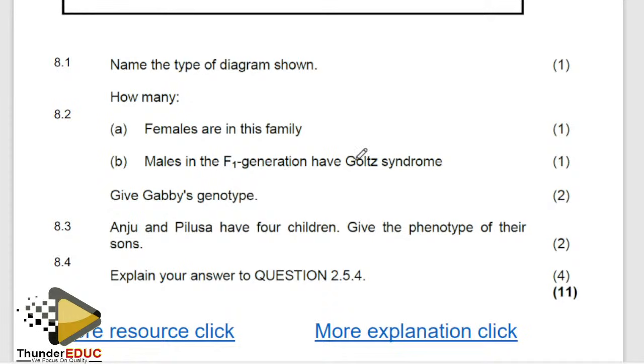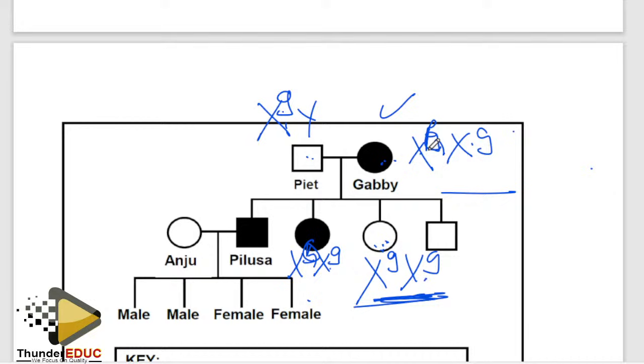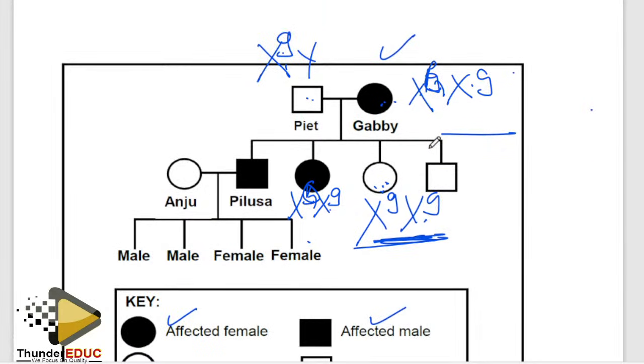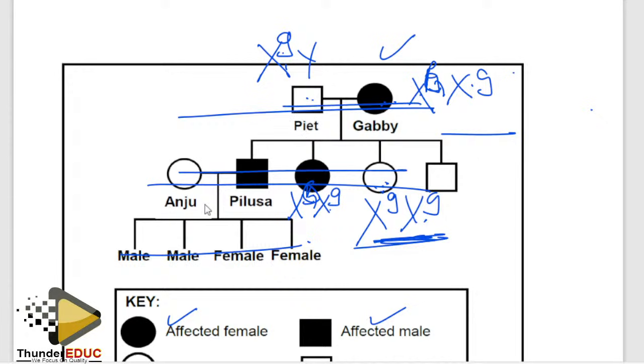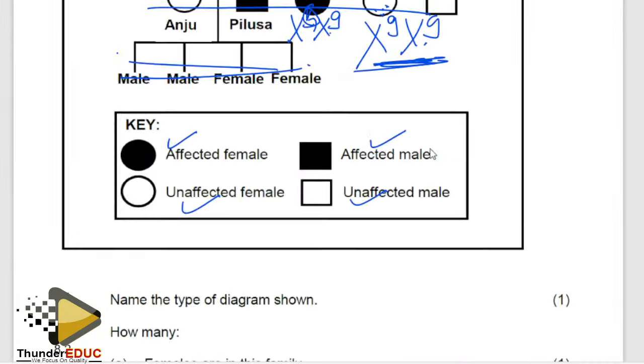Males in this generation, how many males in generation 1 have the syndrome? Where is generation 1? The first generation. Remember, this is generation 3. 1, 2, 3. They are looking for males in generation 1. They're talking about generation 1 with the disease: 0. The answer is 0 because it's caused by a dominant allele.